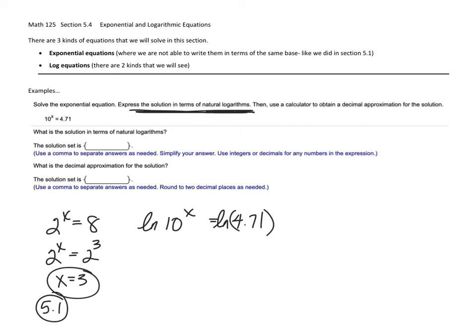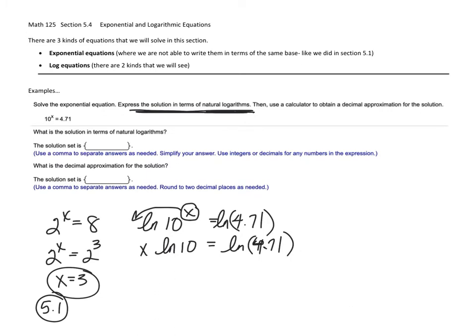By doing that, we use the property we learned in the last section, which told us when you have a log of a number to a power like this, that power can come down in front. It's a great rule because it's the only way that we can get x out from underneath the exponent and bring it down to the regular level, so we can solve it.